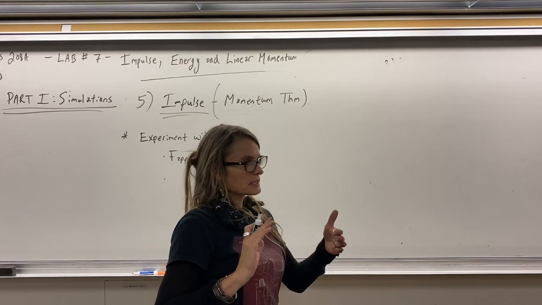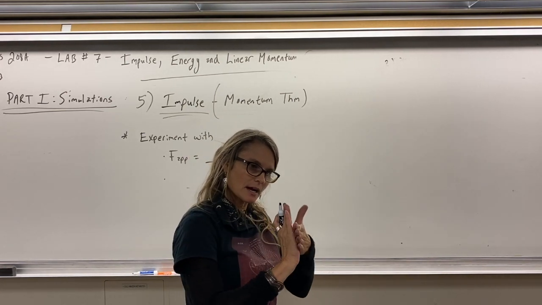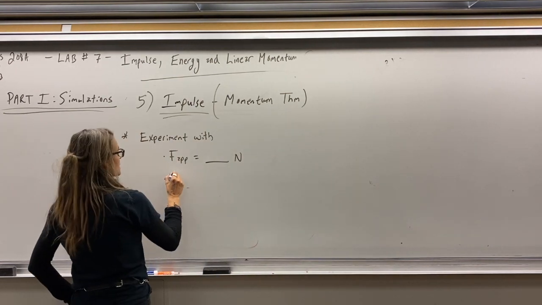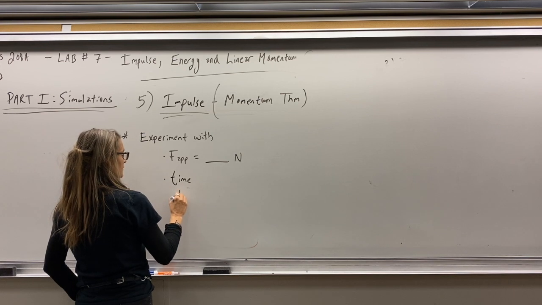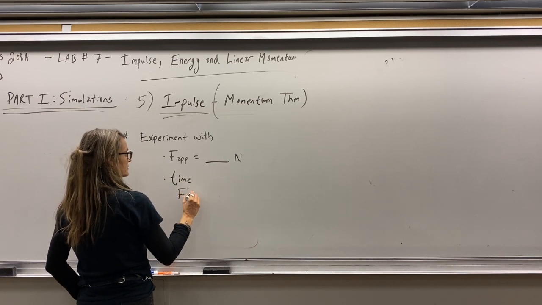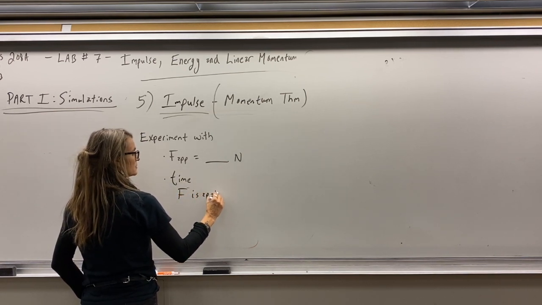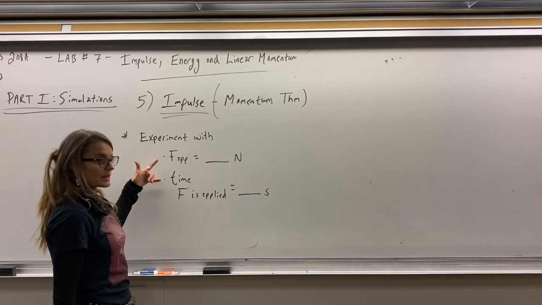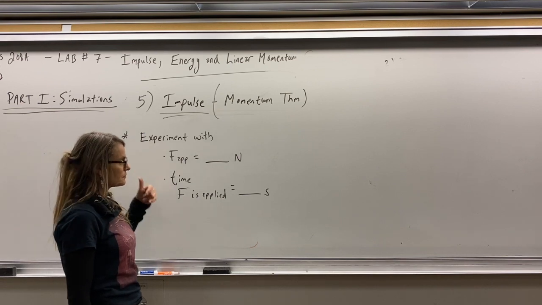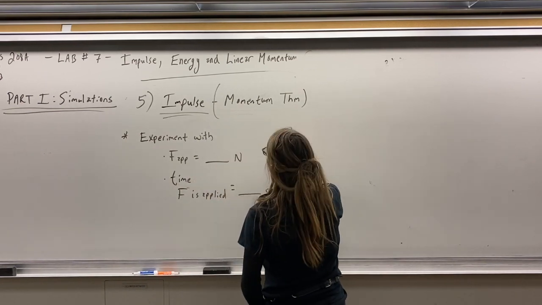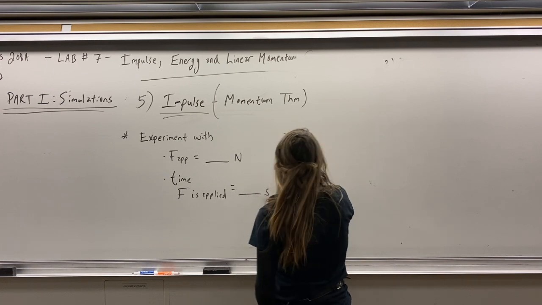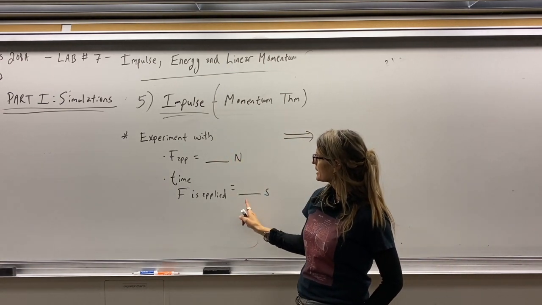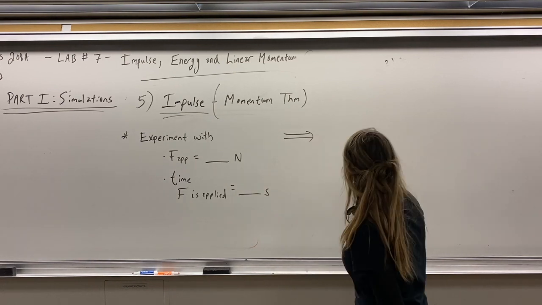So it's like if you collide certain objects, the time in that collision will impact this impulse. So the time F is applied will equal so many seconds. In this simulation, you're going to play with different values here. And then what you're going to do is record the data from the graphs you get. So every time you change your force applied and the time, you're going to have a certain graph.